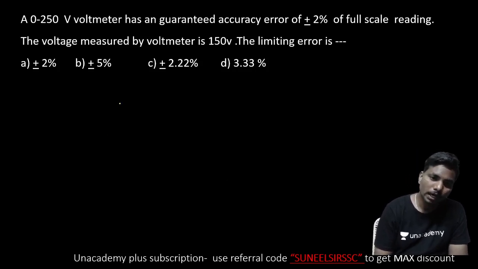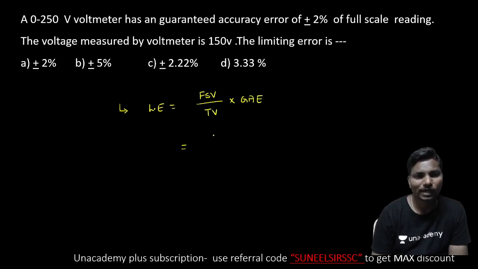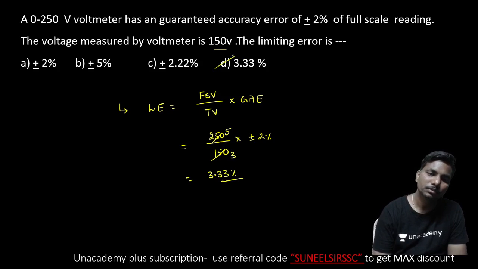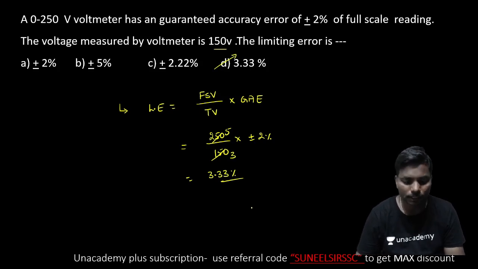Okay, so I have given the simple formula to find out the limiting error. Now what is that? Full scale value by true value into guaranteed accuracy error. Very easy question. Full scale value 250, true value 150, into error plus or minus 2. That is 5 by 3, which is 50 points, 5 into 10%, so 10 by 3, which means 3.33%. So the answer is option D.